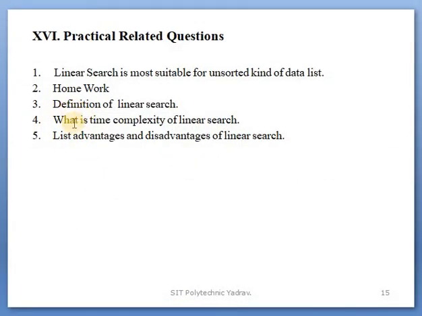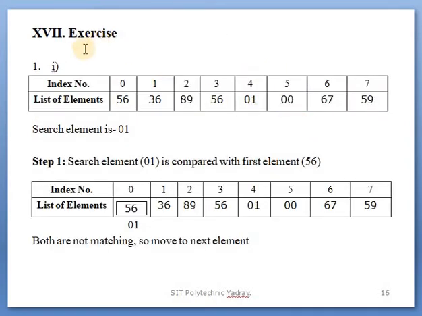After that, third, fourth, fifth, these are the three extra questions. Definition of linear search. After that, what is the time complexity of linear search? List advantages and disadvantages of linear search. These are the extra questions for you. After that, exercise. In that exercise, one question.